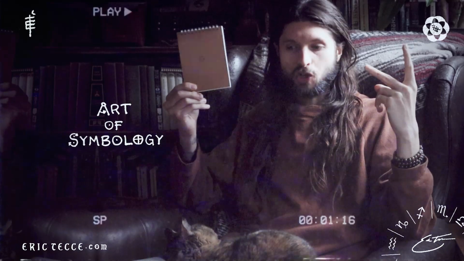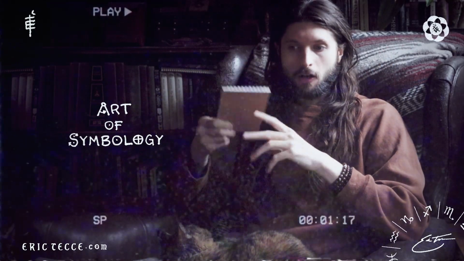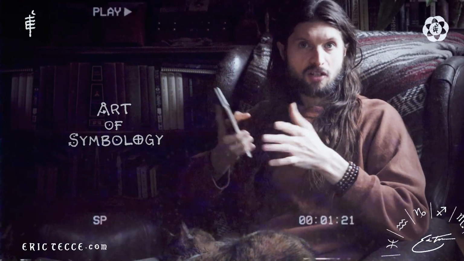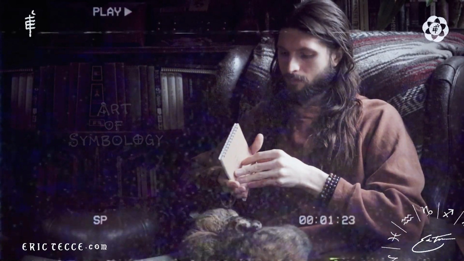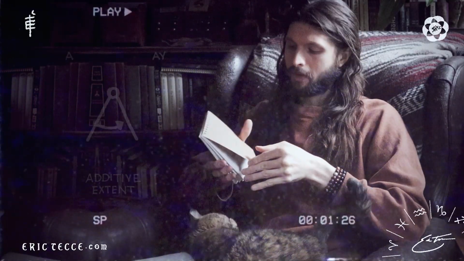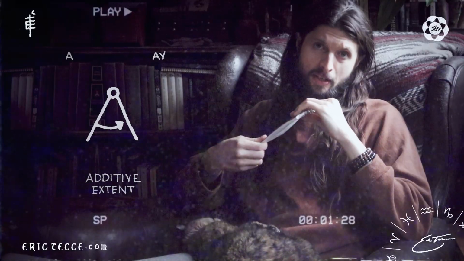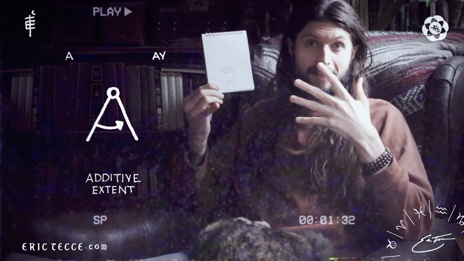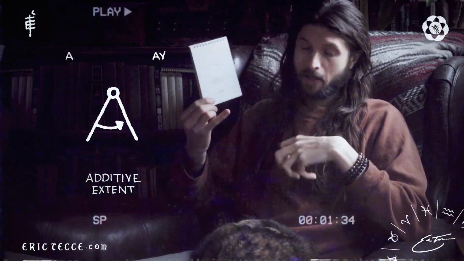And finding a common term to explain it all is why I created the art of symbology. So let's go through all of this. Let's see. Now, the letter A. The letter A, spelled A-Y, is added extent coming into reality.